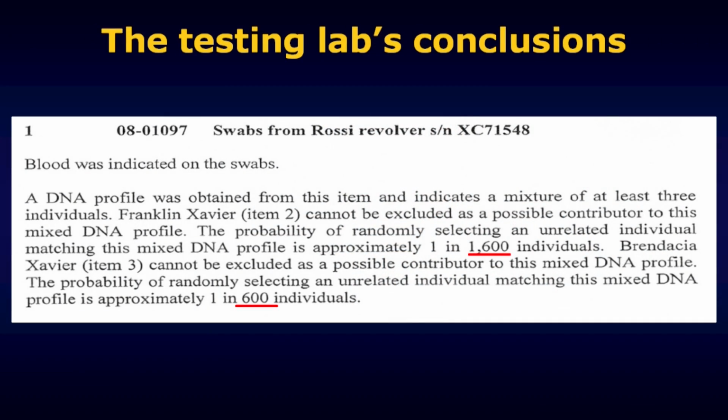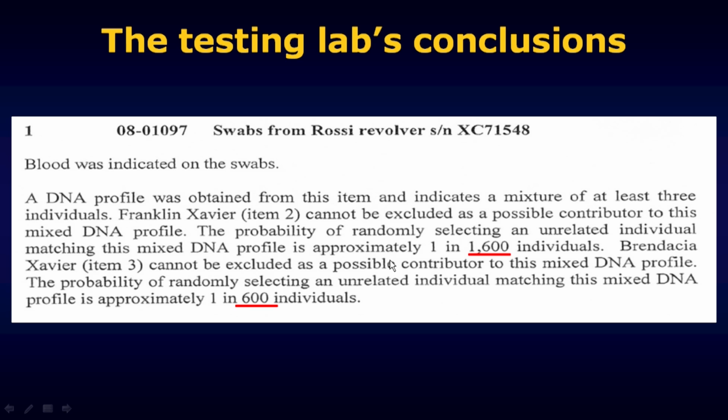I don't understand, at least as I read this particular paragraph, how it is that the testing laboratory has generated 2 different statistical weights. The CPI statistic isn't dependent in any way upon the DNA profile of a suspect or the individual who's being compared. It's driven entirely by the evidence sample. And nobody here is suggesting that the evidence sample has changed. It's always this revolver that we're talking about. The only thing that's changed is the suspect or the person that we're comparing to: Franklin Xavier in one instance, his wife Brendacia in the other instance. That shouldn't be the reason that we see a change. Why are those 2 numbers different?